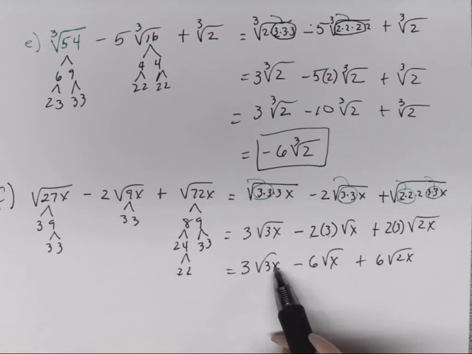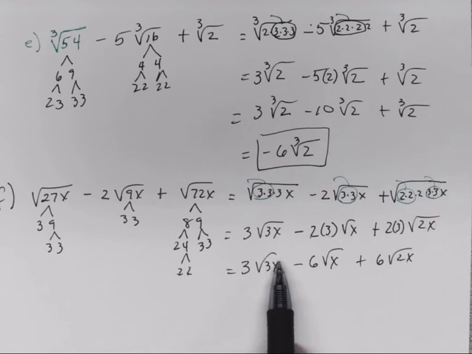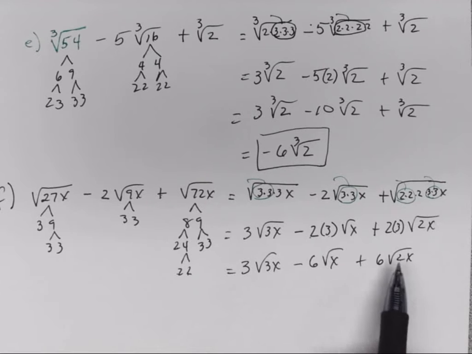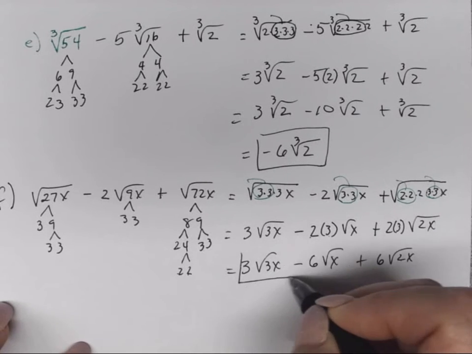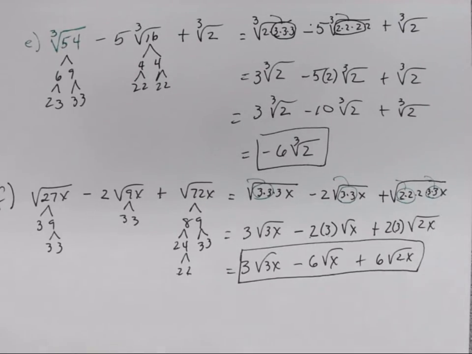Well, none of these are similar as far as the radicand. All 3 of them are square roots, but they don't have the same radicand on the inside. So the index is the same, but not that. So this would be your final answer. It will not simplify any further. Alrighty, let's go do another.